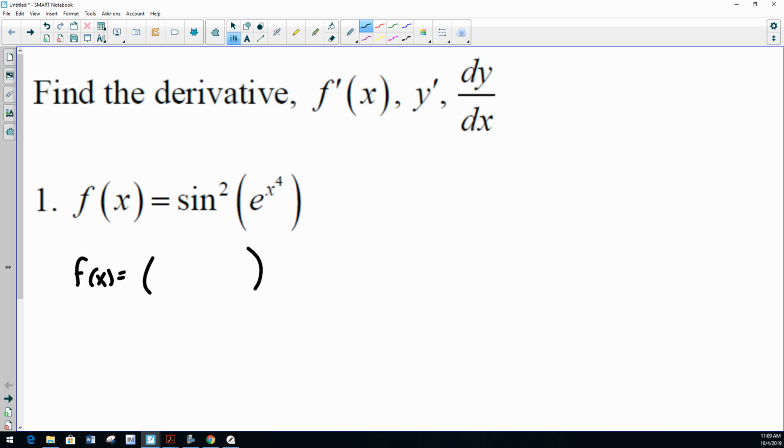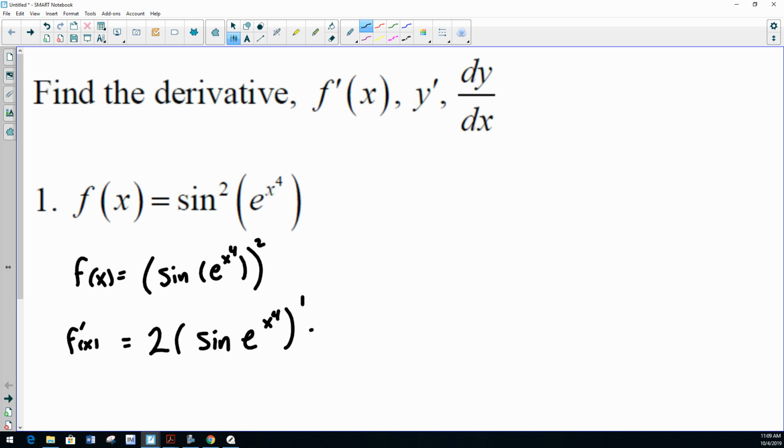So you're encouraged to write it this way so it just makes more sense. You can see it's controlled by the power 2. So when I do the derivative, 2 comes down, sine e to the x to the fourth to the first power times the derivative of sine, which is cosine. This is the chain rule part. That's why it's in blue.